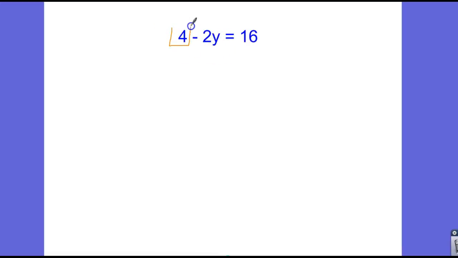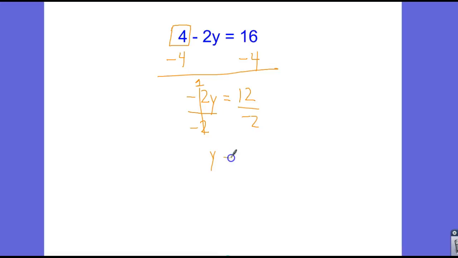Well, first things first is we got to take care of this guy. So if we subtract 4 from both sides, that's 0. We're left with negative 2y on this side. 16 minus 4 is 12. And then solving for y, I need to divide by y's coefficient, or the number in front of y. Because negative 2 divided by negative 2 is just 1. And we're left with 1y.